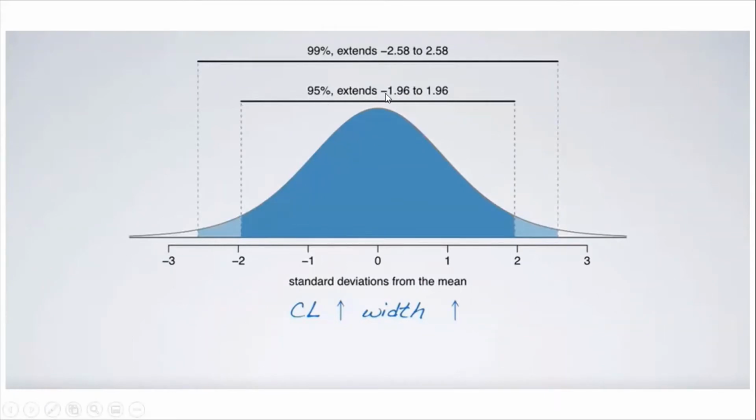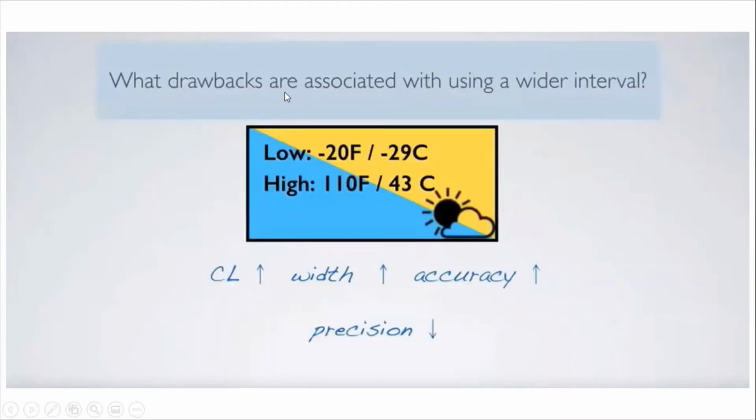For 95% you need a z-score of plus or minus 1.96, and for 99% the critical value is 2.58. When you increase the confidence level, the limit goes from -2 to 2, and then -3 to 3. When you increase this confidence level, your width also increases, the range becomes wider. Let's see this example.